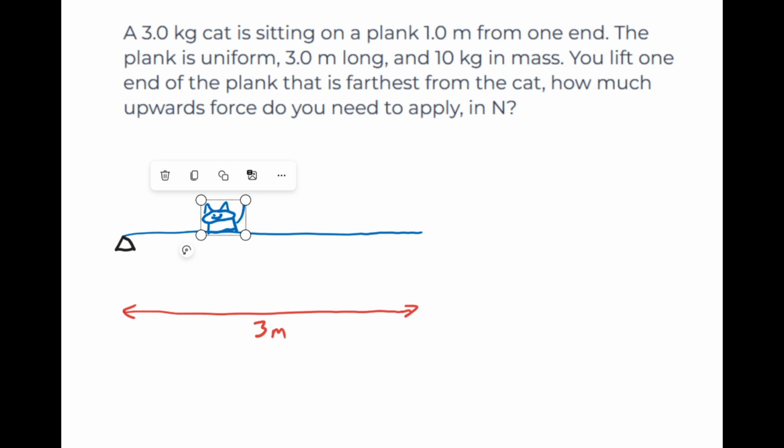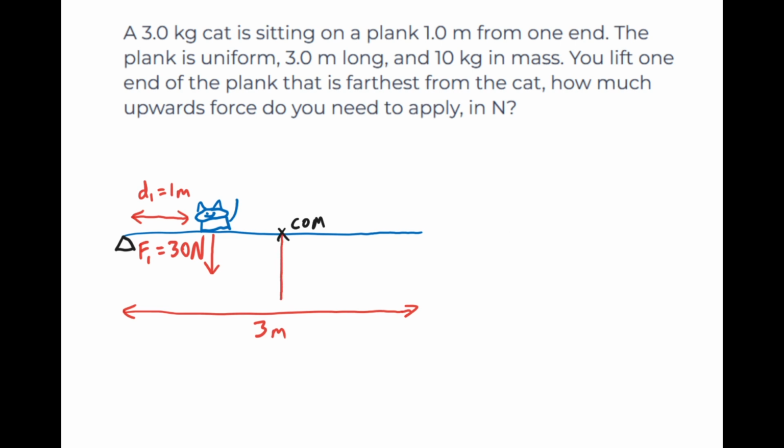It will exert a weight force of 3 times 10, which is 30 newtons. The plank is uniform. The center of mass will be located at the halfway point of the plank, and this is where the weight force of 10 kilograms will act. The weight force is equal to 10 times 10, so 100 newtons. The distance from the fulcrum to force 2 will be 1.5 meters. You apply a force at the end of the plank that is furthest from the cat, so we'll draw the force vector on the right side of the plank. Let's call this F3. D3 will be 3 meters.